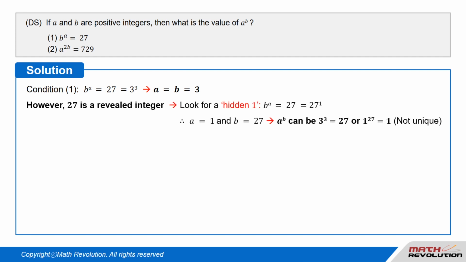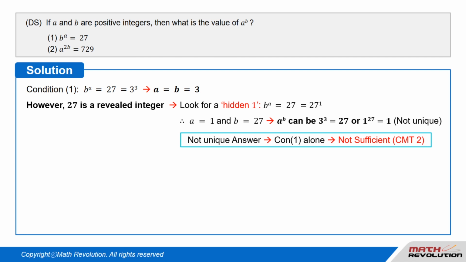However, since 27 is a revealed integer, we should also look for a hidden 1. This gives us b to the power of a is equal to 27, which is equal to 27 to the 1st power. So a equals 1 and b equals 27. Thus, a to the power of b can be 3 cubed, which is equal to 27, or 1 to the power of 27, which is equal to 1, which is not unique. Don't forget the superiority of the hidden 1. The answer is not unique, so the condition is not sufficient by CMT2, which states that the number of answers must be 1.